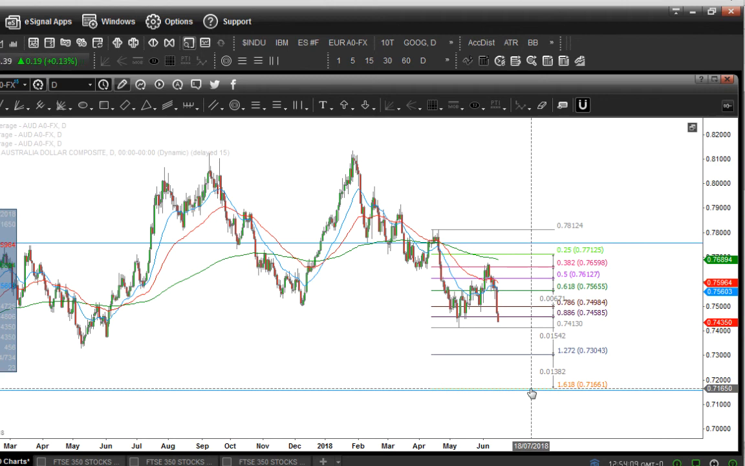So remember that reversals carry much more risk than typical trend-based plays, but for the risk, for those reversals that do work out, there's certainly a lot more reward. Okay, so that concludes the Aussie dollar.